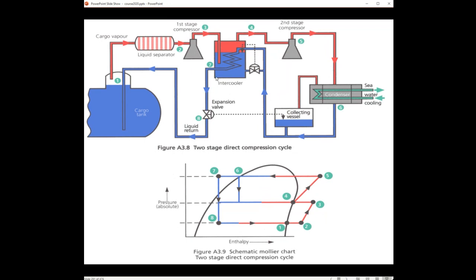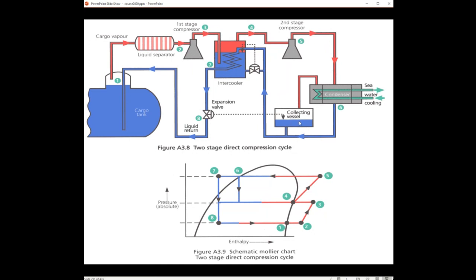So this intercooler is partially filled with cool liquid. Our hot gases coming from the first compression are brought to the bottom of this intercooler. They will bubble up through this cold liquid and come out as a relatively colder vapor and can be sent to the second stage compressor. Here we'll have an increase in pressure again, and that makes it easier for the condenser to reliquefy the vapors.